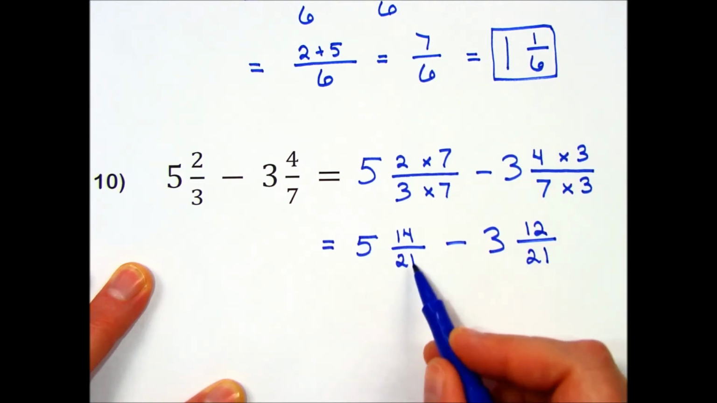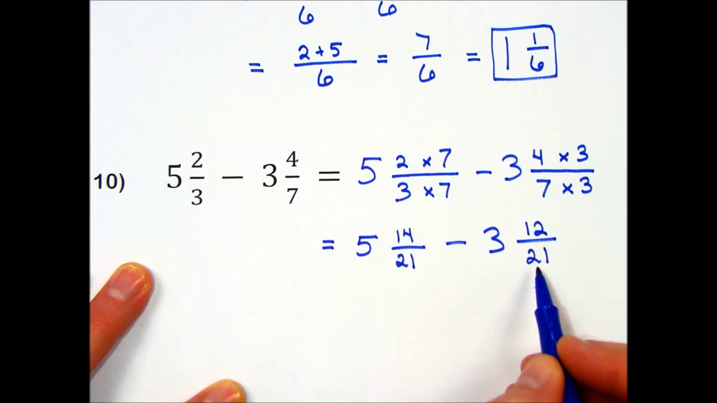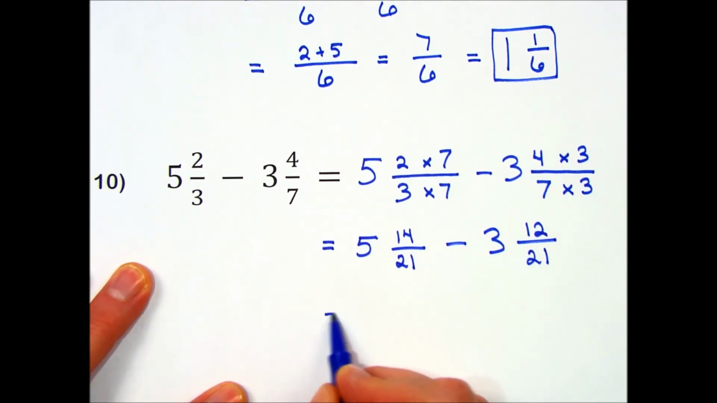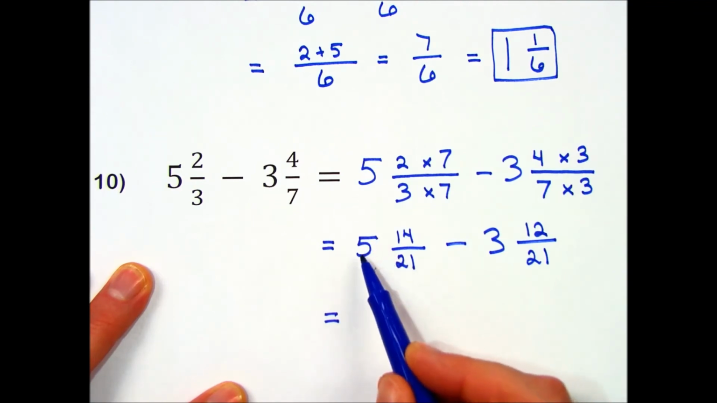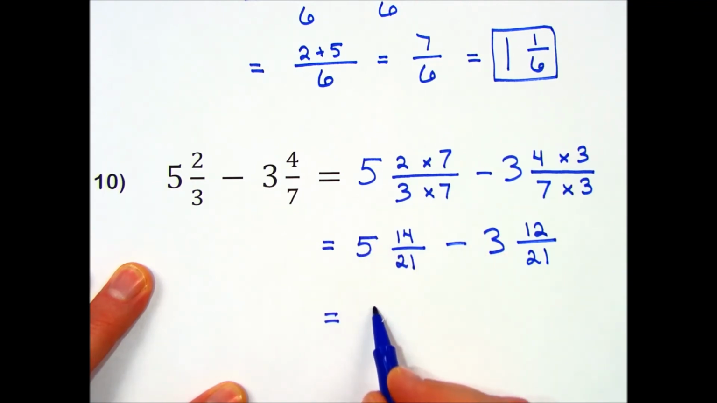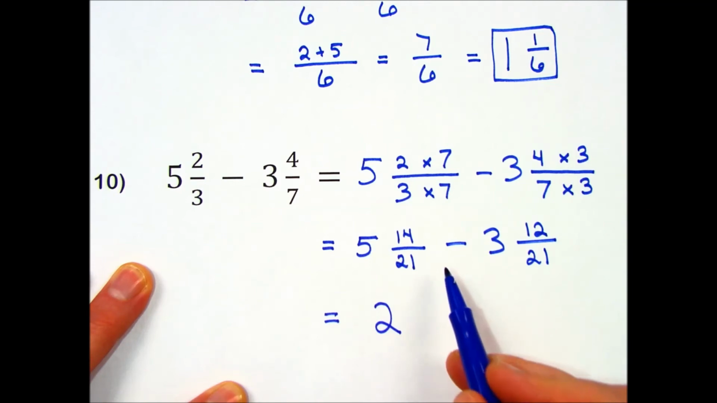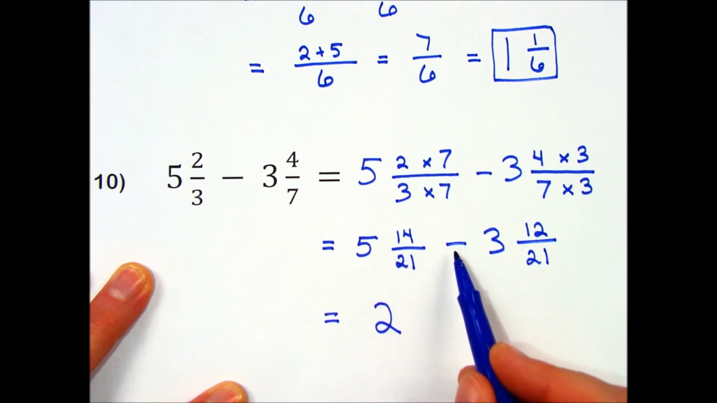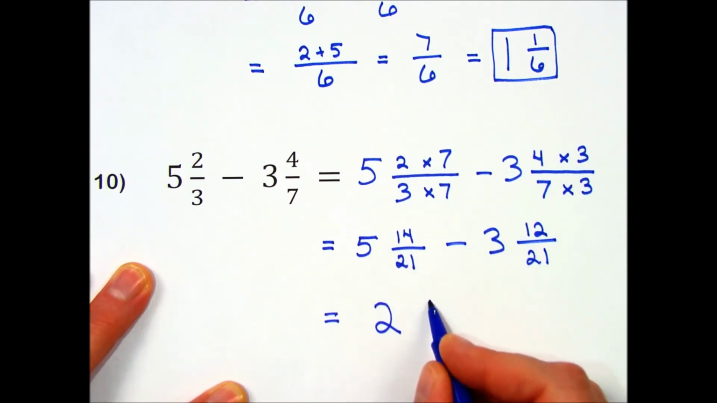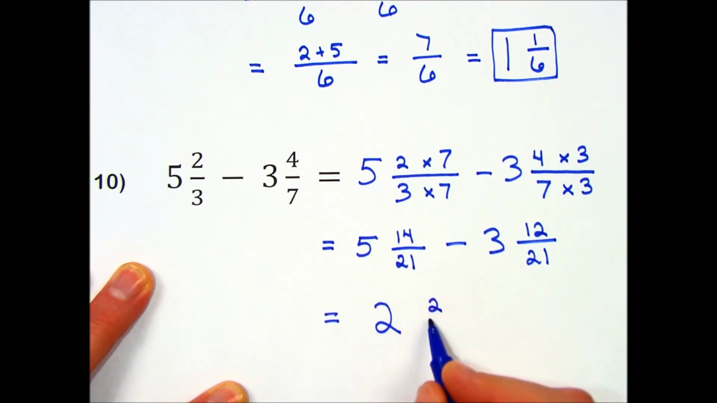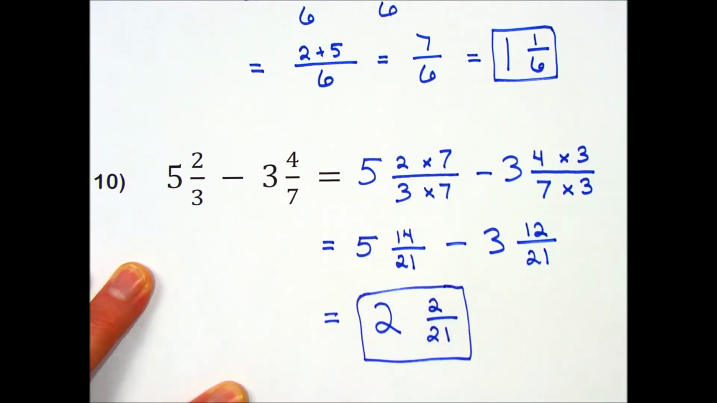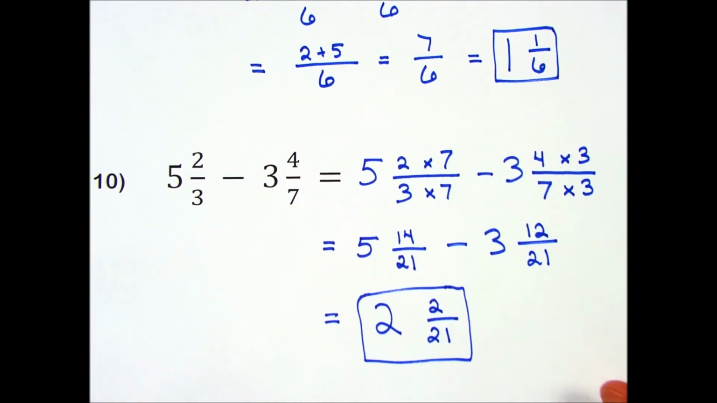And we have a match. 21 is the denominator in both of these fractions. So I can finish up, do the whole number parts. 5 minus 3 is 2. And the fraction parts. 14 minus 12 is 2. And use the denominator that was part of those fractions. 2 and 2/21. 2 and 2/21 is my final answer.